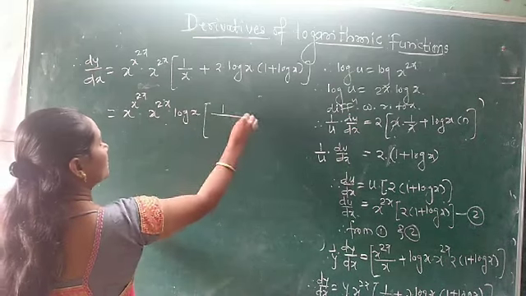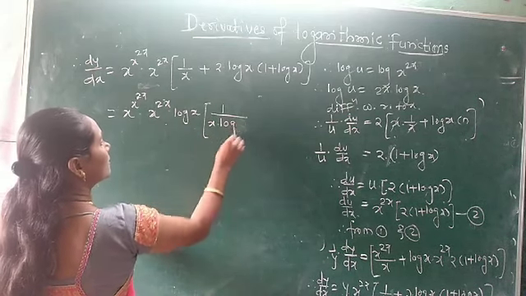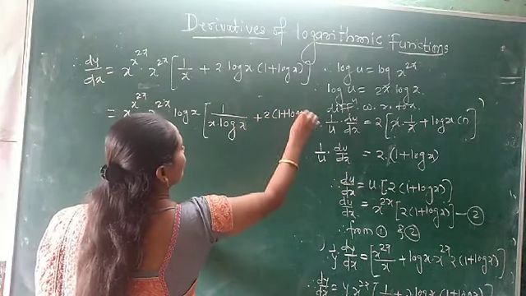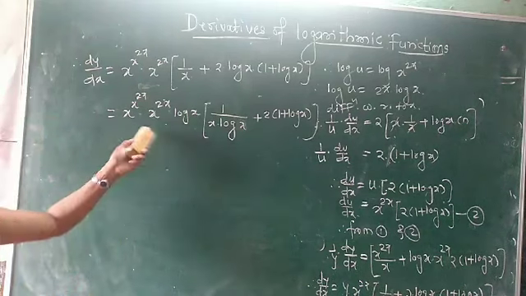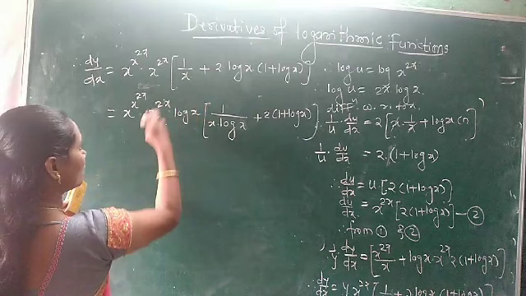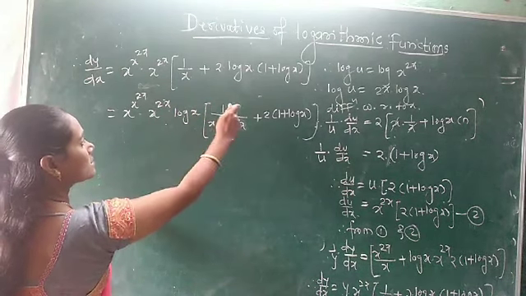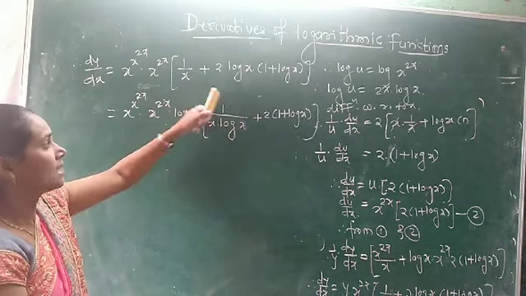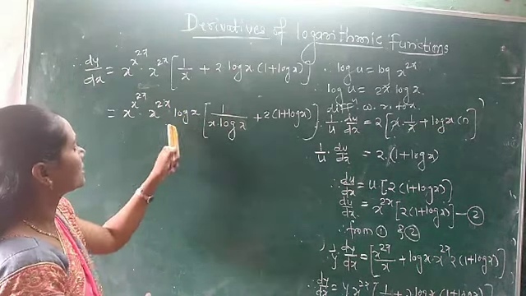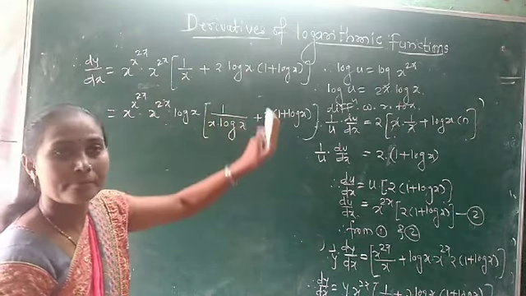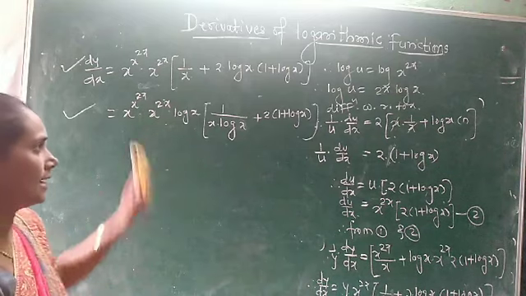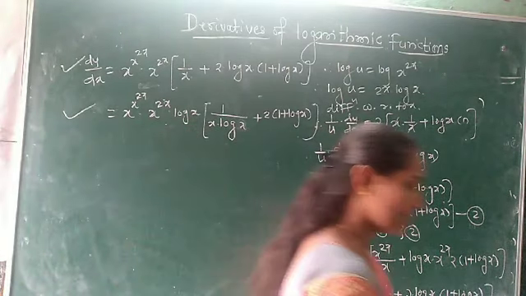And this side we write x into log x plus 2 into 1 plus log x. We simplify this only. We take log x common from this bracket. So again we multiply by log x. Then the log x will get cancelled, and the remaining term is 1 upon x. And this log x is outside. So again by multiplication we get 2 log x into 1 plus log x. These two both answers are correct. We can write any one. Next example is there.